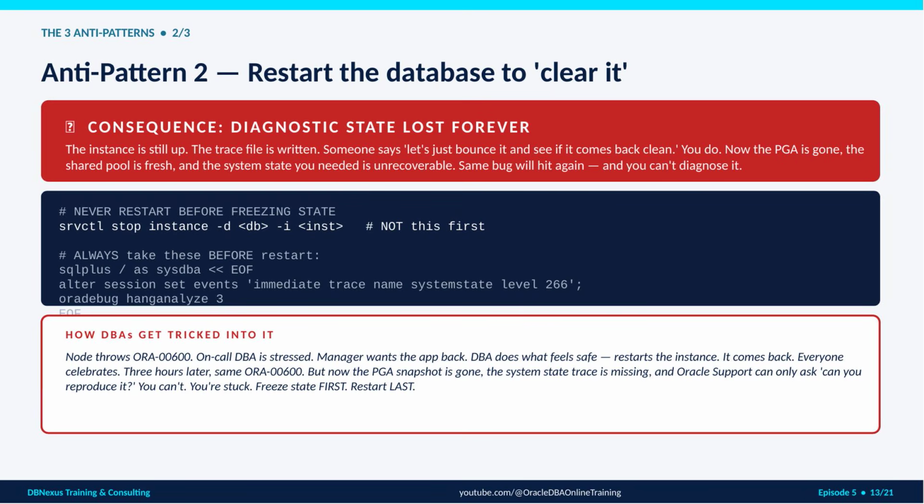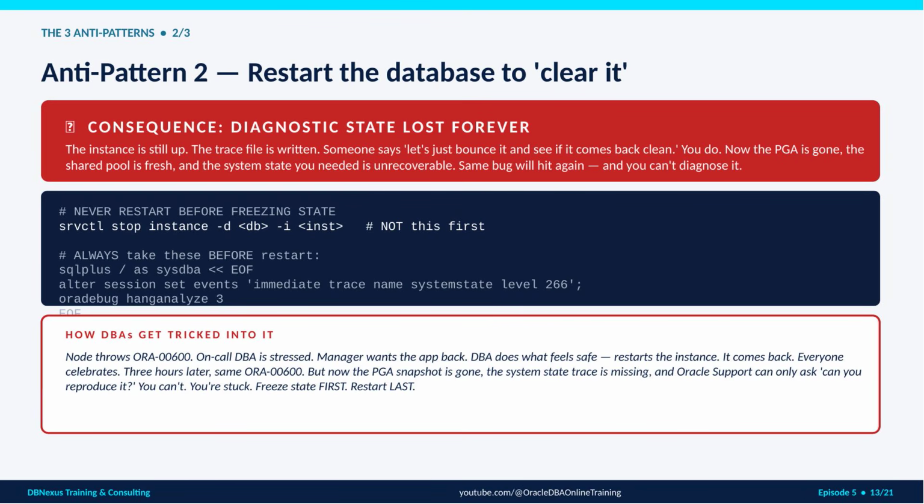The correct sequence: freeze state first, restart last. Before any restart, take a system state dump at level 266 and a hang analyze at level 3. 2 SQL commands, 30 seconds. They save you weeks. The trace files are still there after the restart, but the live process state is gone forever. Restart last, not first.